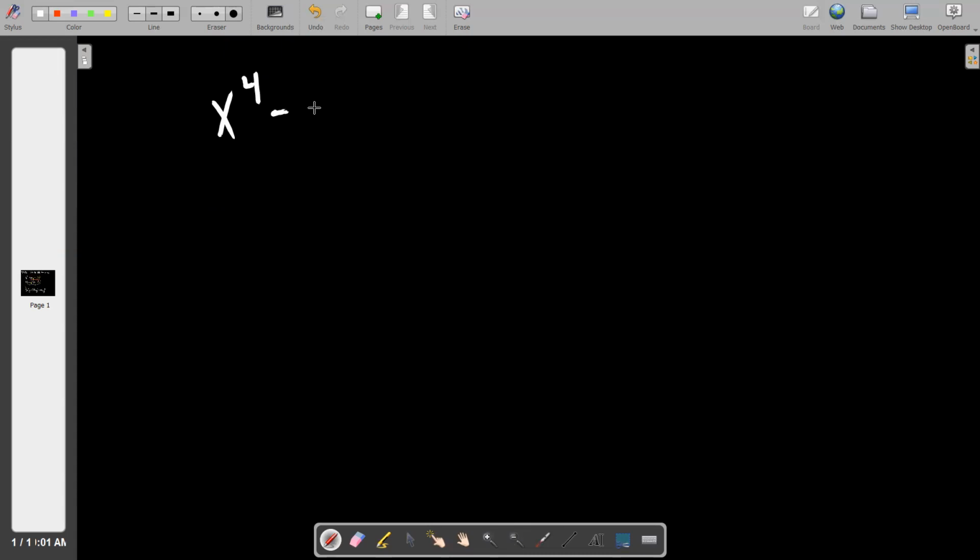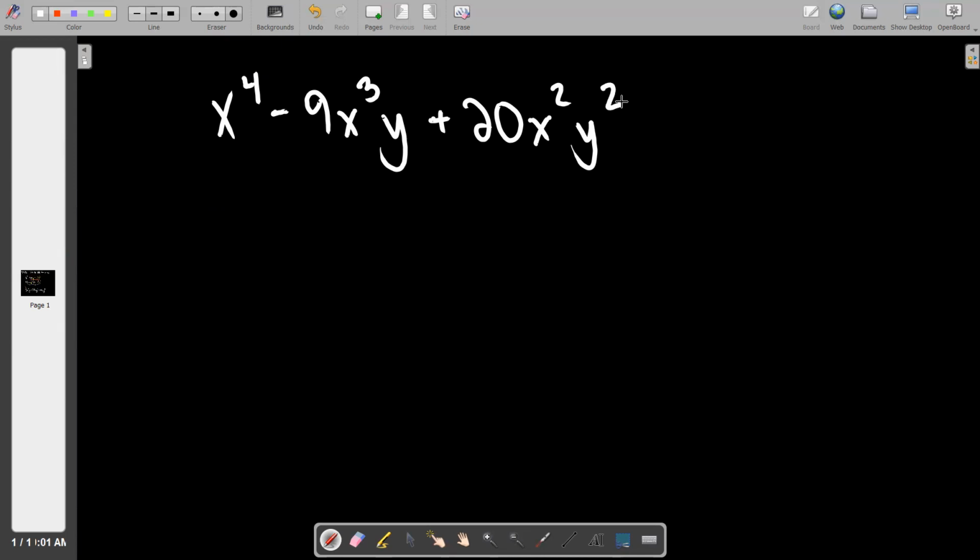Next one: x to the fourth minus 9x cubed y plus 20x squared y squared. What do we see first? Good. So x squared is definitely the commonality here. They all have at least xx. And so I'm going to pull out x squared and I'm going to rebuild. So what's my polynomial going to be now?